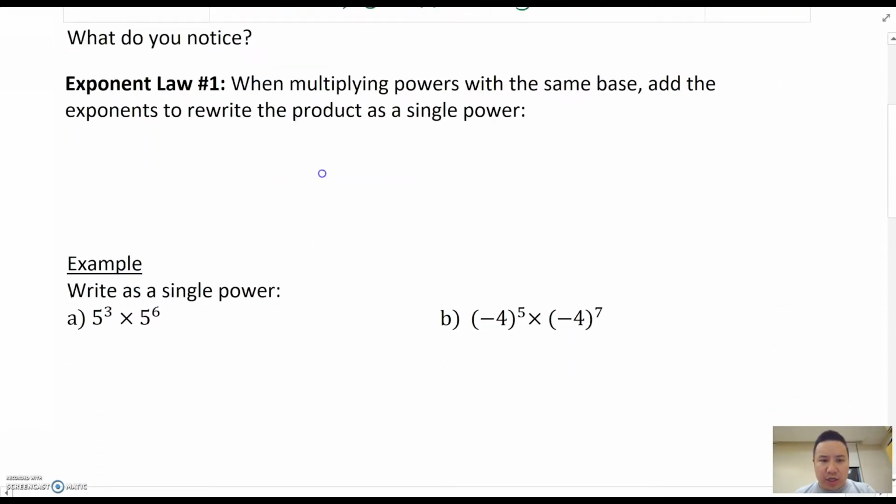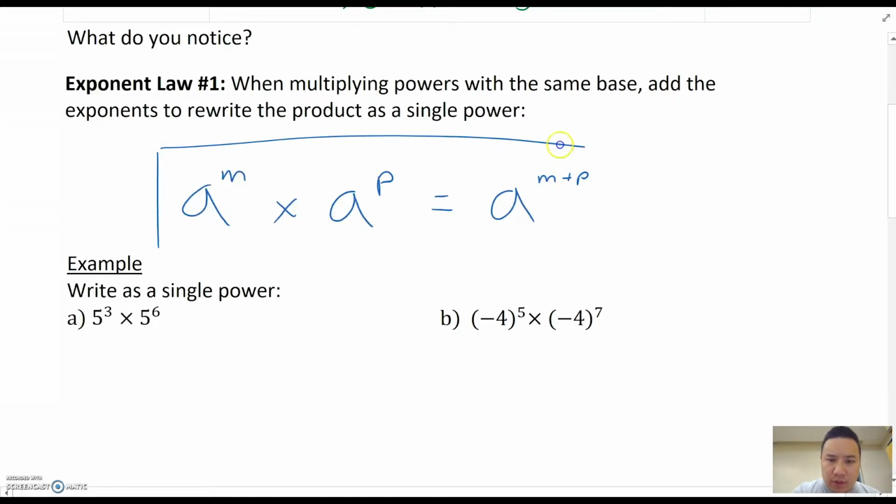So the exponent law says when multiplying powers with the same base, we can add the exponents to rewrite the product as a single power, which means if we have a, some base, to the power of m, some exponent, and this was being multiplied by a to the power of p, a different exponent, if we wanted to combine these, this would become a to the power of m plus p. We just add the exponents. So there you go. There's your first exponent law.